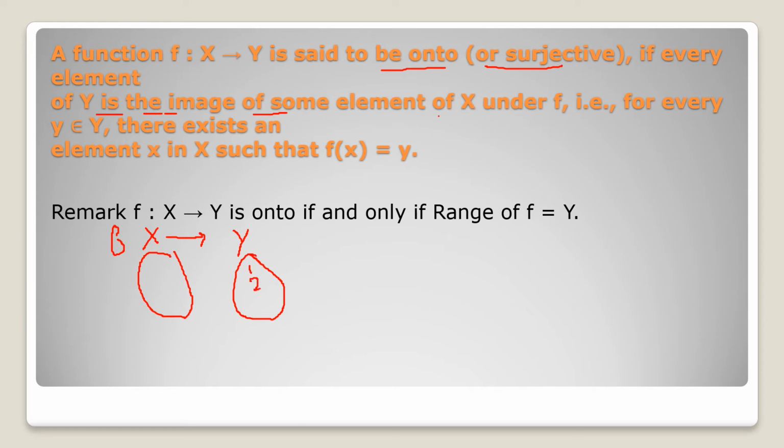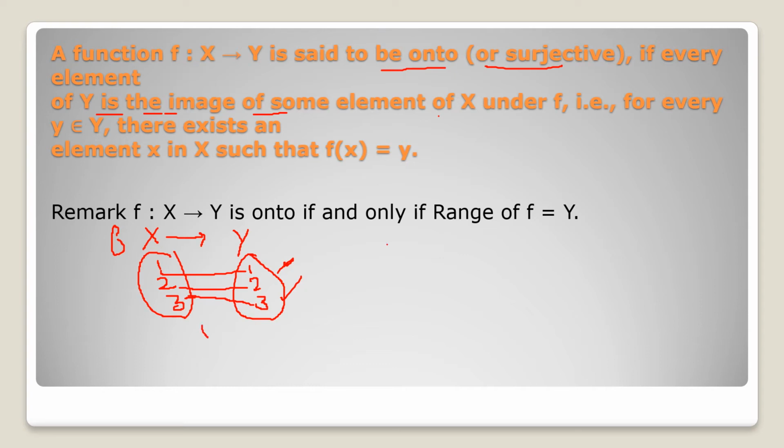let us say there are three elements, and let us say here are two elements. So what does it mean? This means for a function to be onto, each element in set Y must have a pre-image. So let us say 1 is mapping to 1, 2 is mapping to 2, and 3 is mapping to, let us take 3 here. So in this case, all the elements in Y have some pre-image, right? So this function will be an onto function.